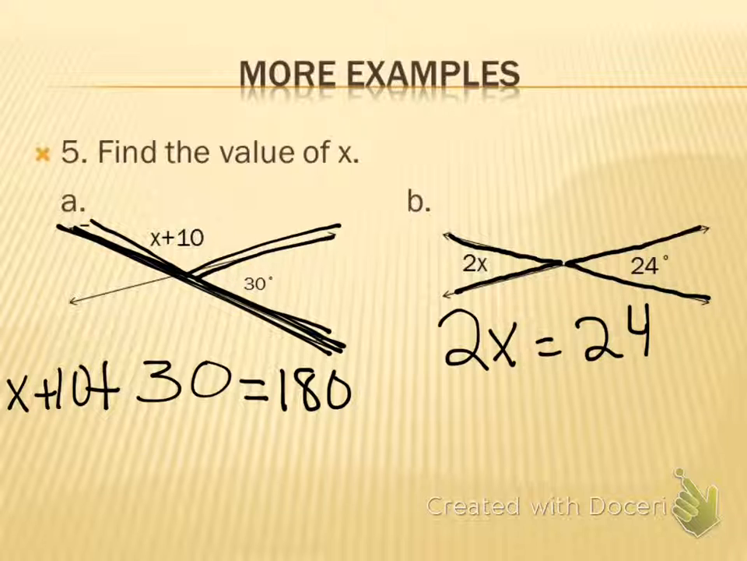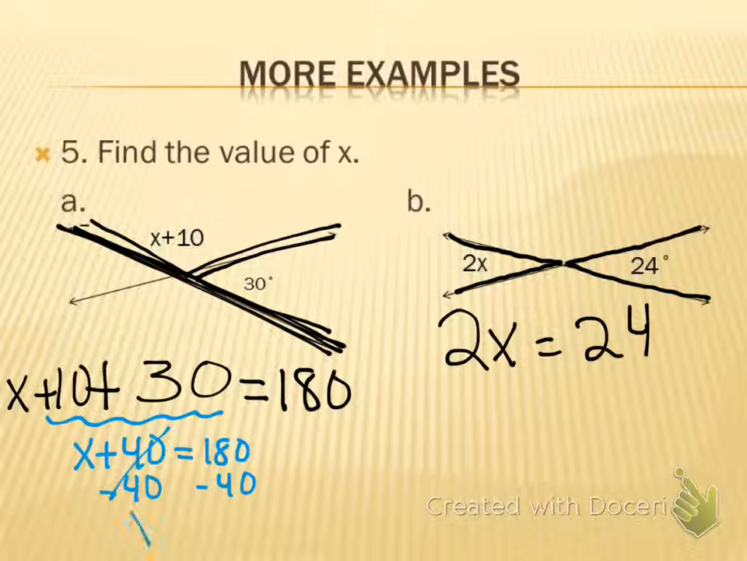What do I do with that 10 and that 30? They're on the same side of the equal sign. Just add them. So that's 40. Good, so x plus 40 equals 180. Now to find the x, subtract. You got to undo the adding. So yes, we subtract. Good. So x equals 140 degrees.